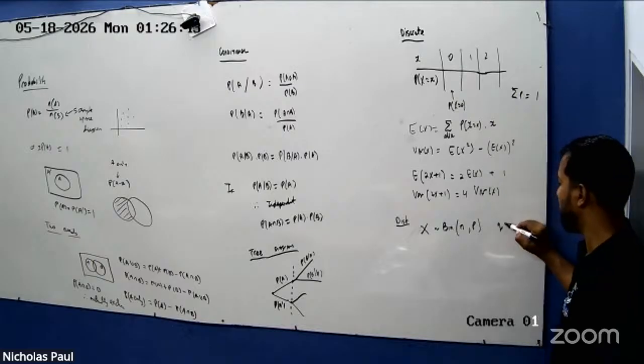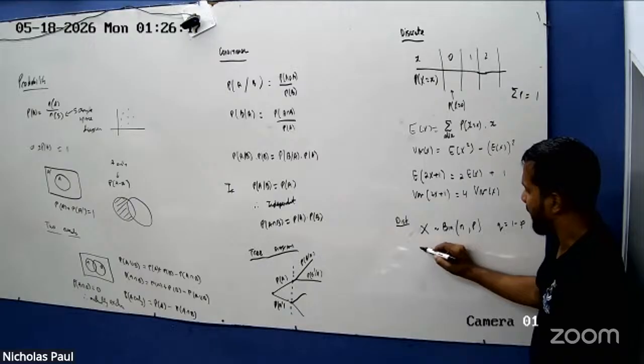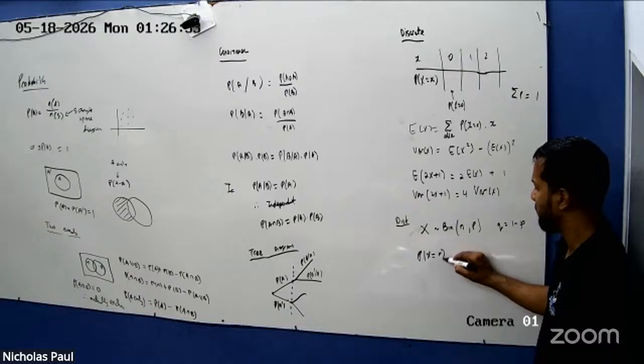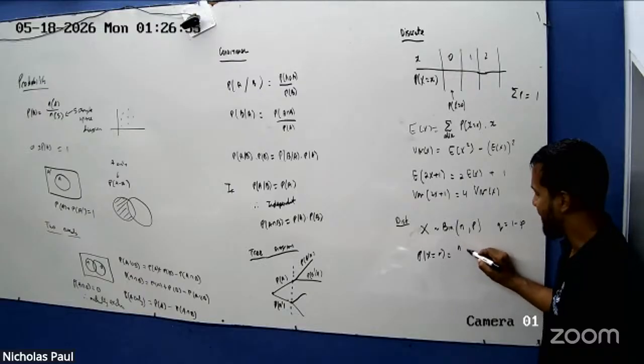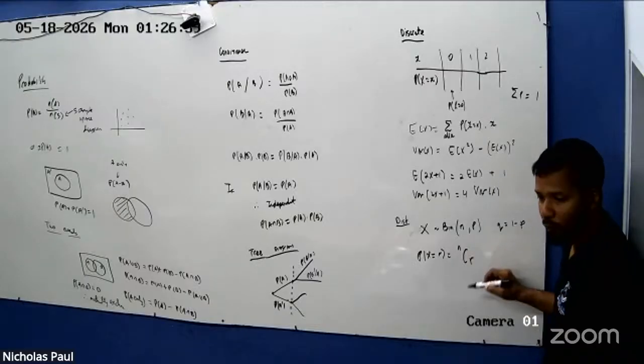And we know Q is equal to 1 minus P. For a binomial, how do we find the probability of any term in a binomial? nCr. We don't give it this, right? No. nCr, what did you all get on the formula sheet?